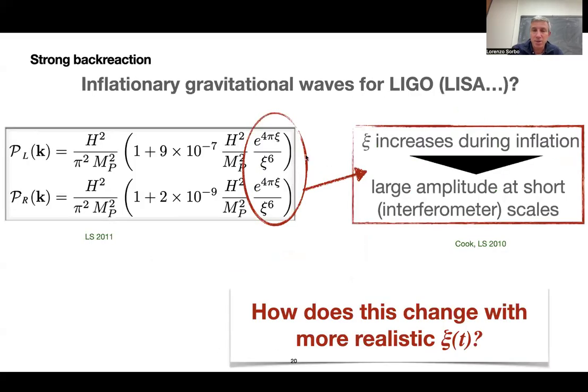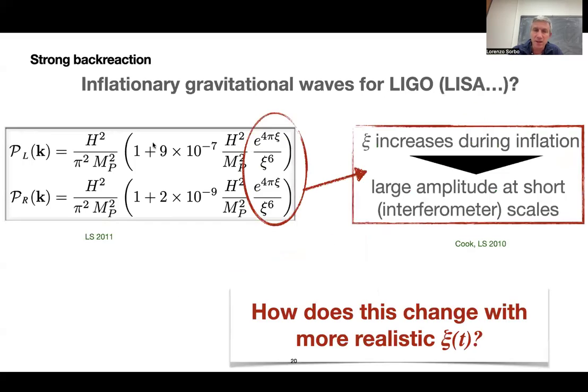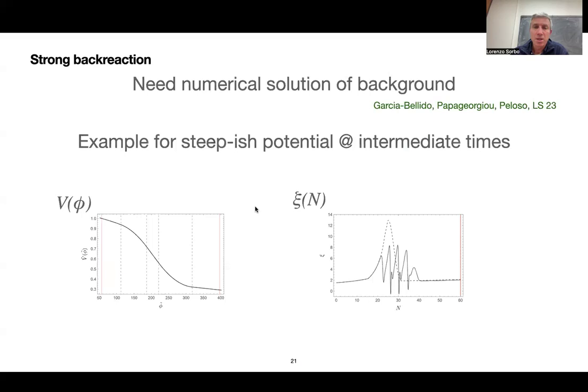So one can ask the question, well, psi is doing crazy things, as I showed in this plot, when strong back reaction happens. Do these crazy things reflect in the shape of the left-handed and right-handed spectra? And the answer is yes, of course.